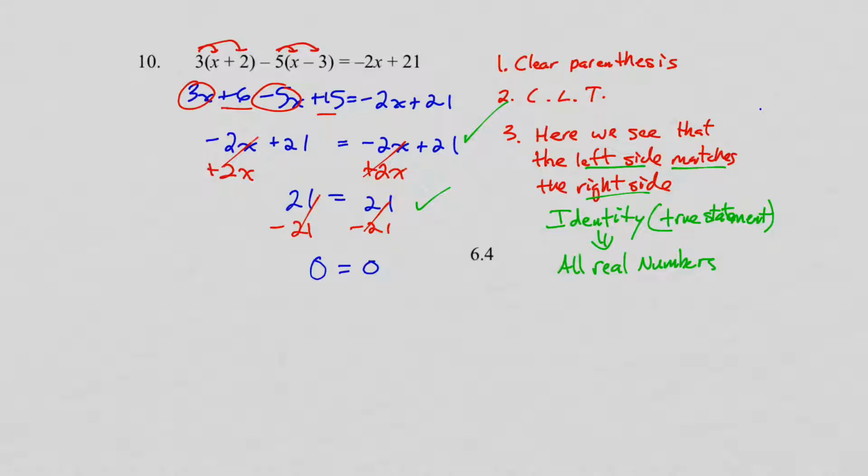Okay, so either way, any of those three green check marks are the points in which you can see the identity. Okay, so this is a true statement.